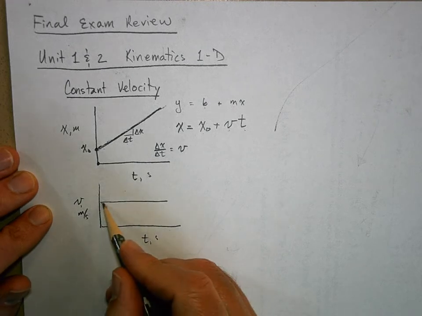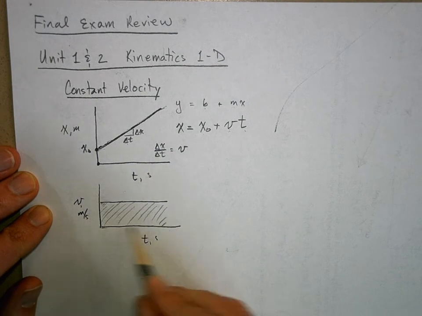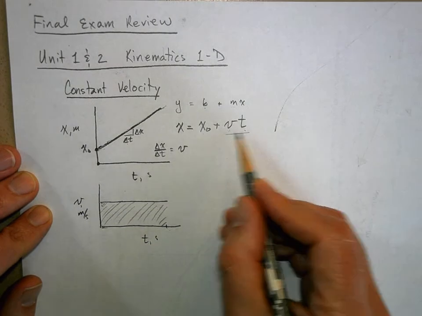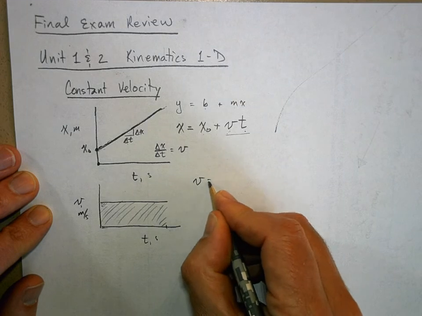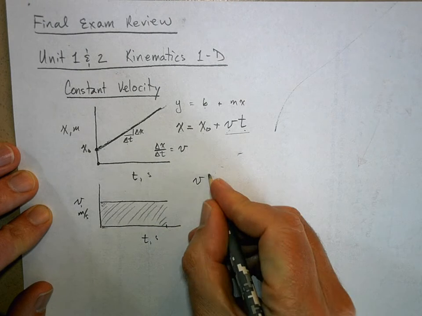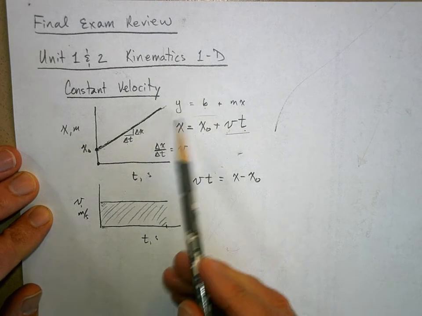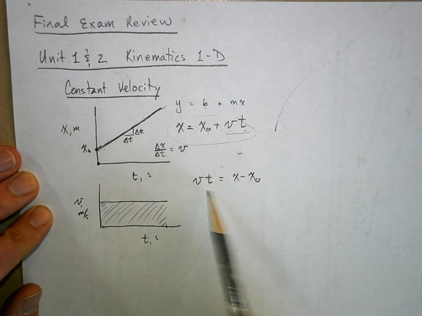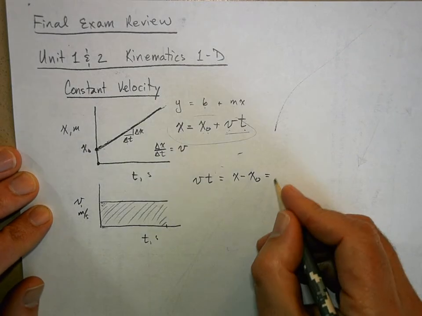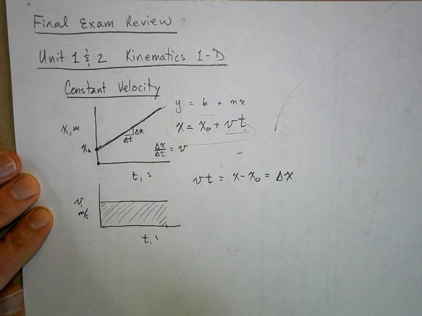Now, what did we say was true about the area underneath this graph? Well, look what we've got. We've got time times velocity. Well, if I look at this equation and solve for time times velocity, velocity times time was equal to my final position minus my initial position, right? I just take this equation and subtract x naught from both sides. But what is x minus x naught? That's my change in position. So velocity times time is the change in position.